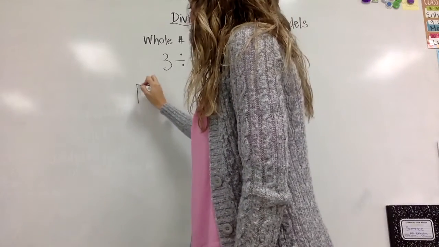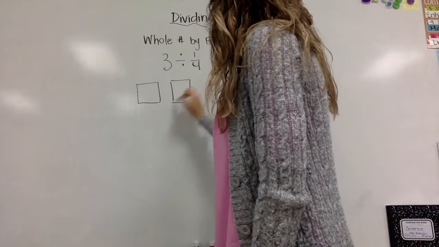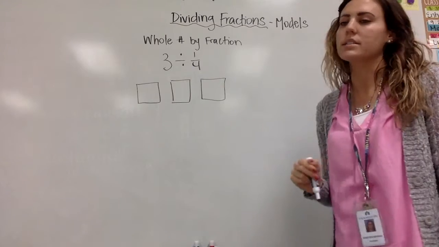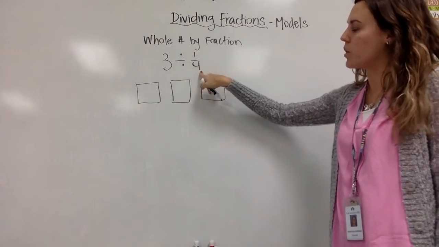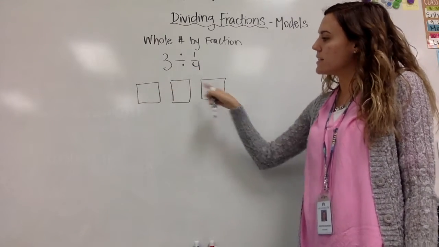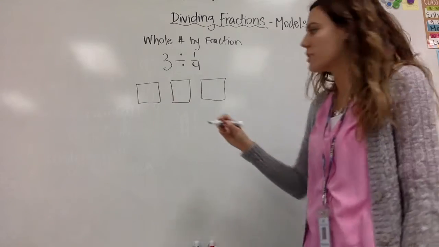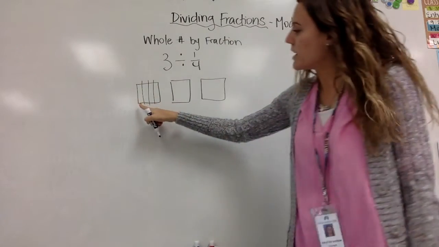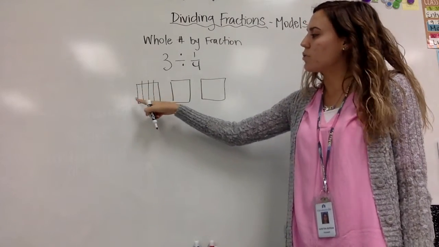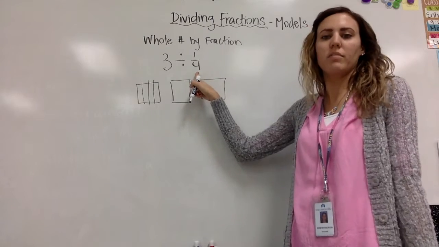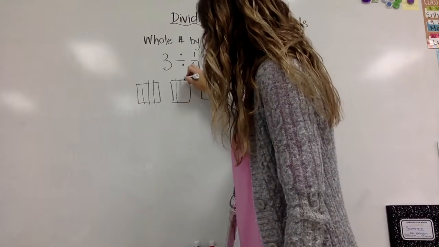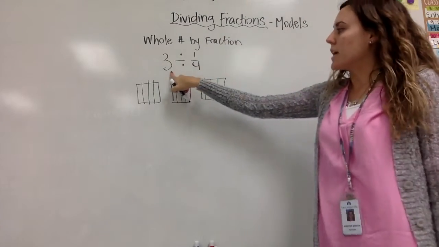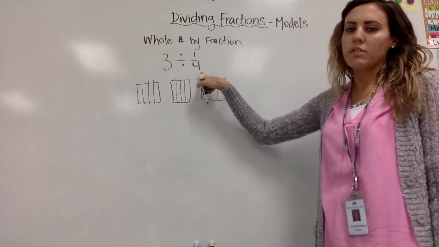So I'm first going to start by drawing my 3 to represent my whole number of 3. I have 3 boxes. I'm dividing it into 1/4. So I'm going to take all of these whole boxes and divide them into fourths. I divided my box into 4 pieces because I know there are 4 fourths in a whole. And I'm going to do that to all 3 of my boxes. So I split my 3 into 1/4 pieces.